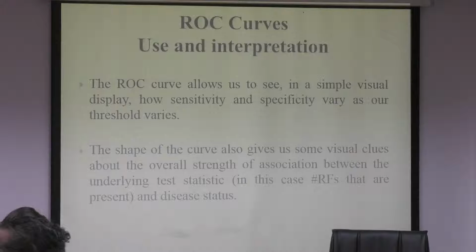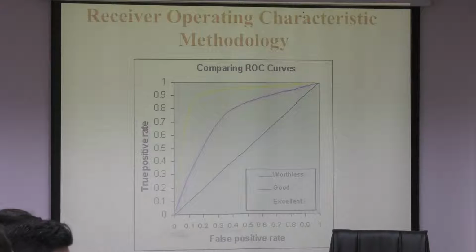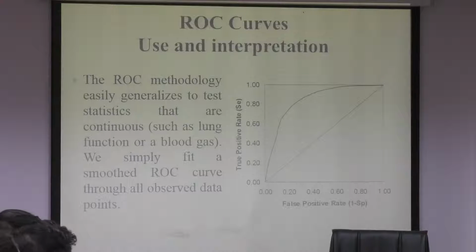Now, the ROC curve allows us to see in a simple visual display how sensitivity and specificity vary as our threshold varies. And you understand now what a threshold is. It is the cutoff point that we use for dividing people into positives or negatives. Now, the shape of the curve also gives us some visual clues about the overall strength of association between the underlying test statistic, in this case, number of risk factors, and the disease status. So you would expect that this is showing me a stronger association or stronger relationship as compared to this or that. All right?